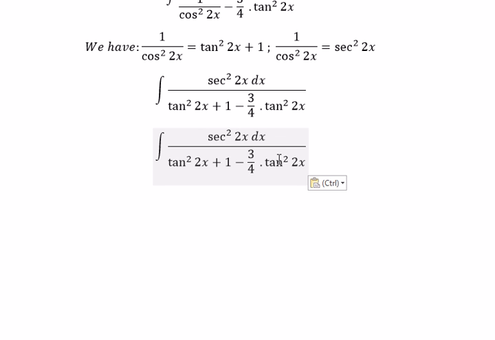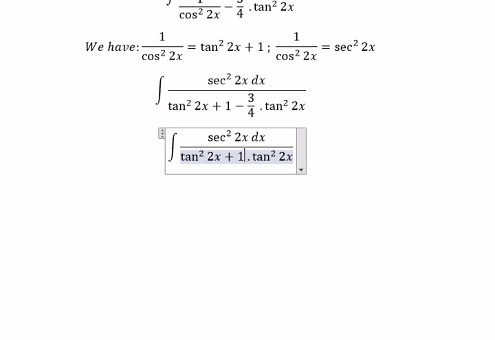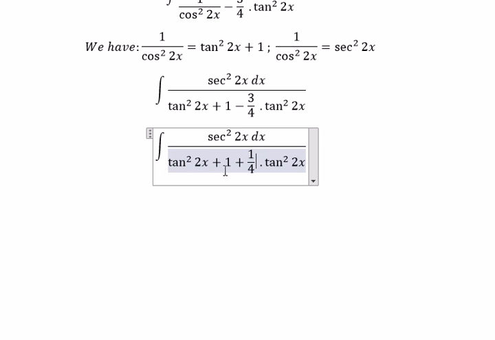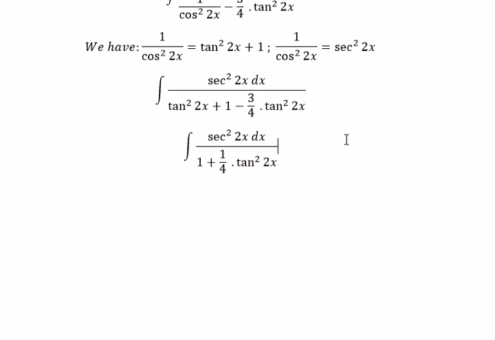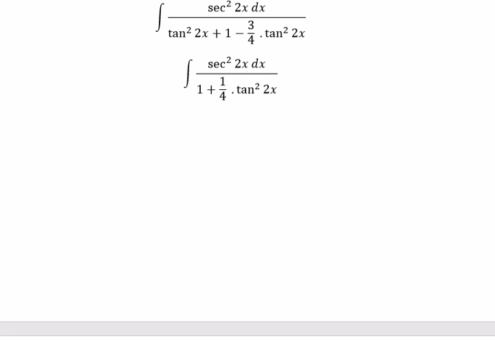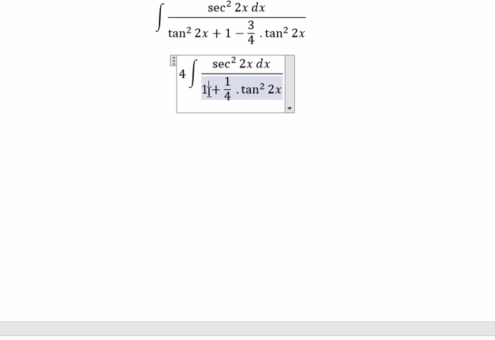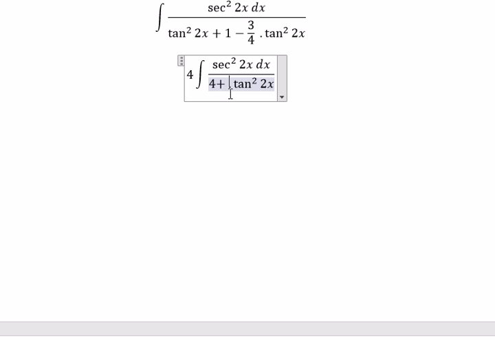This one minus 3 over 4, you get 1 over 4. Later we multiply with number 4 on numerator and denominator. So this one you get 4. This one you get number 1.